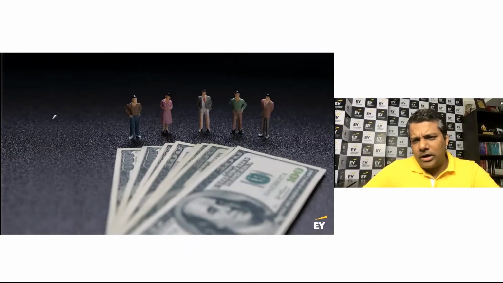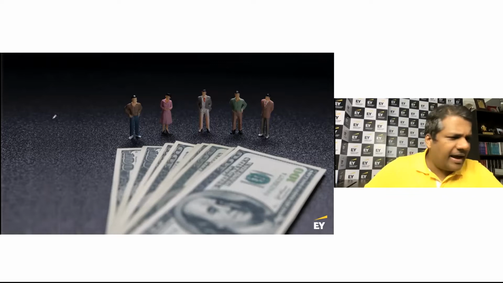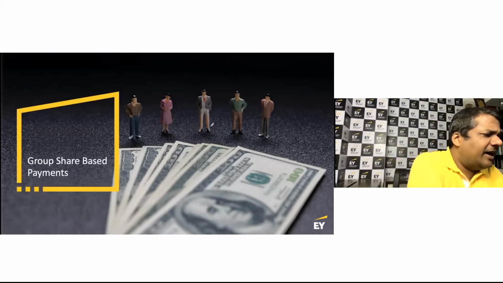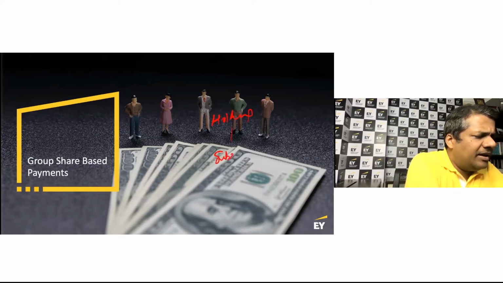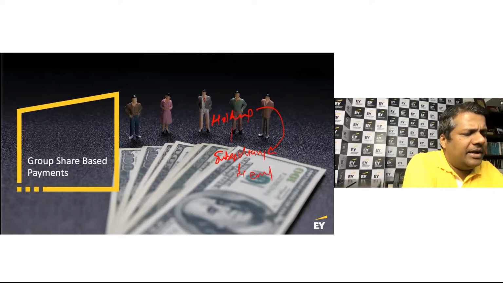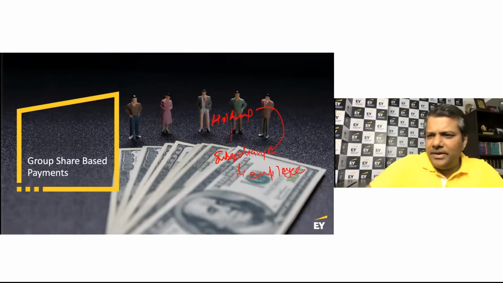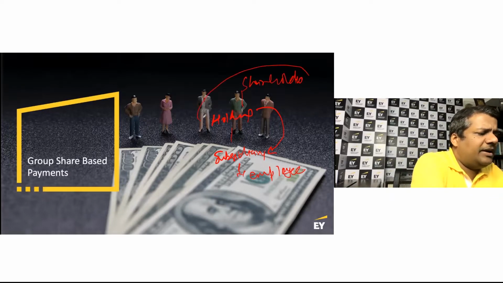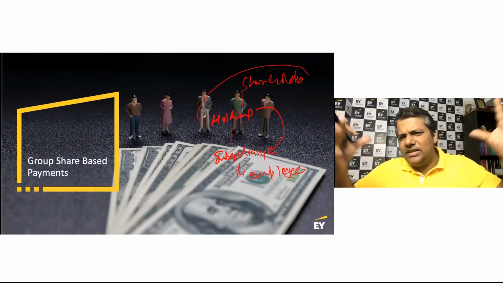Now we are going to talk about another concept called group share based payment. I'll try to explain this briefly. If I have a holding company and a subsidiary company, and the holding company gives stock options to the employees of the subsidiary, that's a group share based payment arrangement. Or you may get it from your shareholder. That's another possibility.